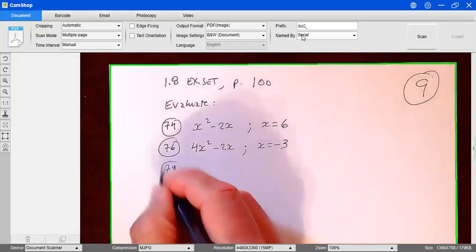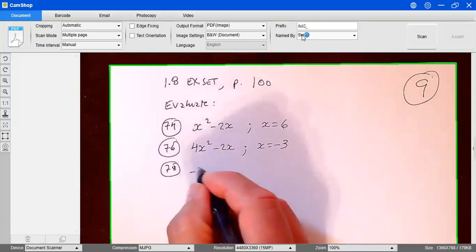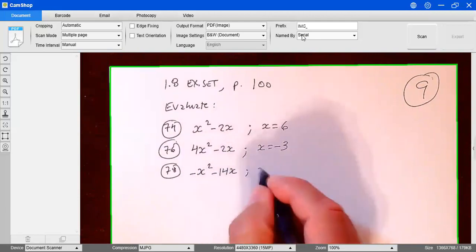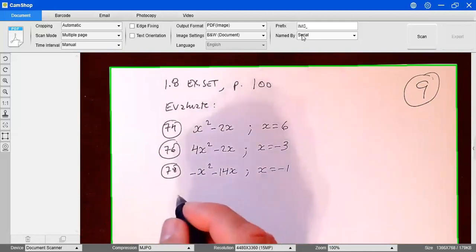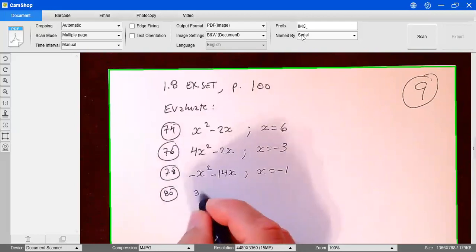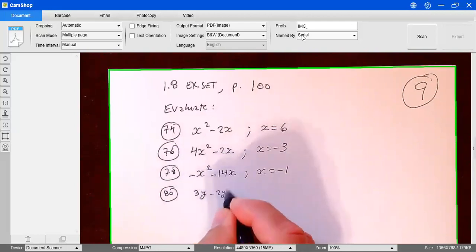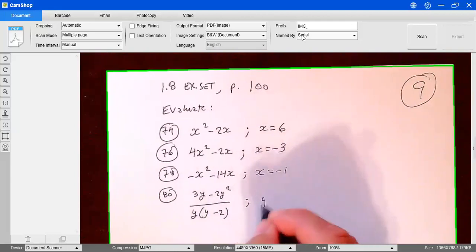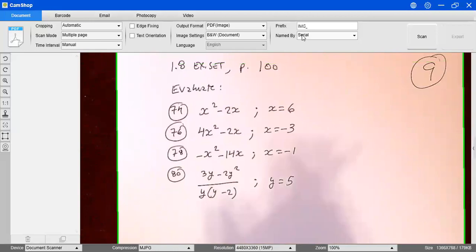Problem 78, you're going to evaluate negative x squared minus 14x when x equals negative 1. Then we have problem 80, and this is 3y minus 2y squared over y that multiplies y minus 2, and you're going to evaluate this when y equals 5. So this is a very important set of problems because this is the crucial part to be able to continue successfully in this course.